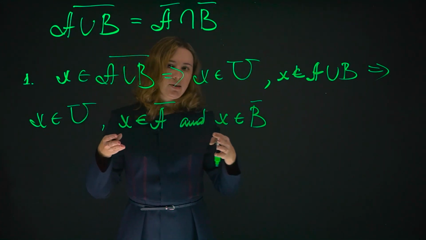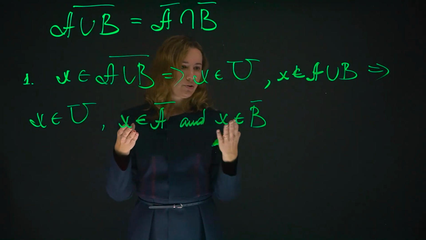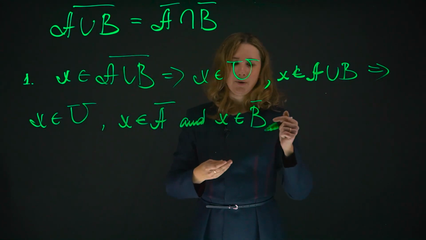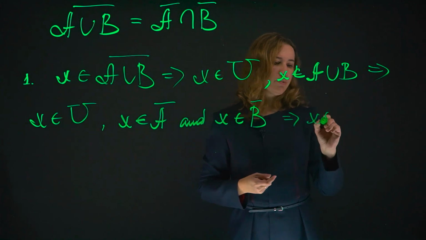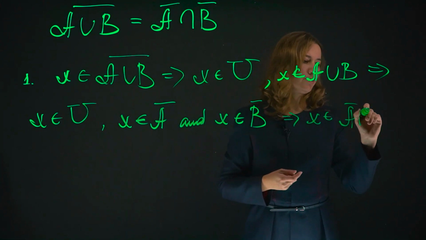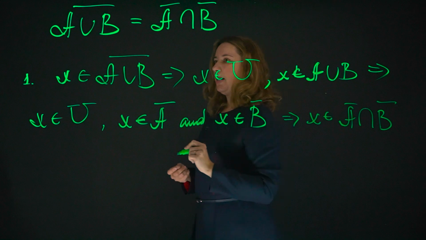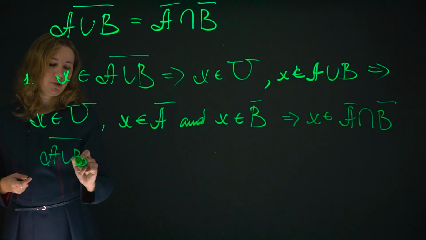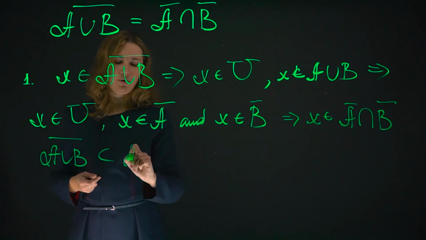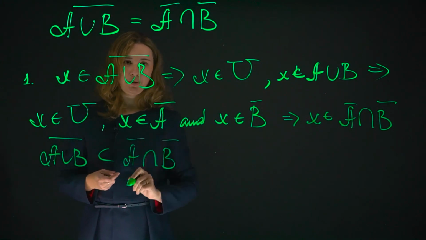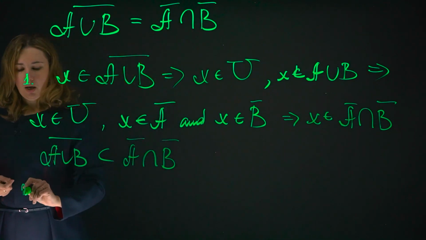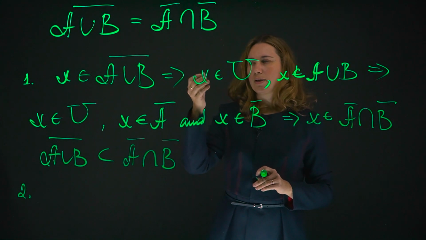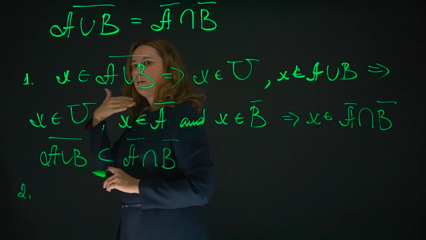Of course, the last phrase is equivalent to the following construction. X belongs to not A and X belongs to not B. So our X belongs to not A intersection not B, and our not A union B is a subset of not A intersection not B. Now, the next step is to prove that the right-hand side is a subset of the left-hand side.